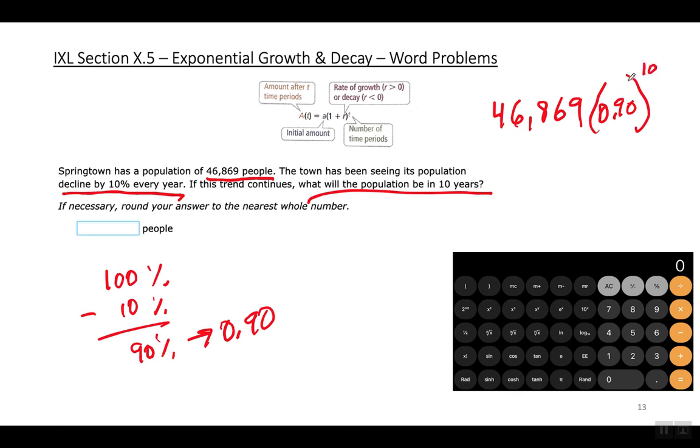Alright, so my exponent is 10. So in the calculator I do 0.90 to the 10th power equals, times 46,869 equals, and if I round to the nearest whole number, the population is going to be 16,342. All right, there's my answer.